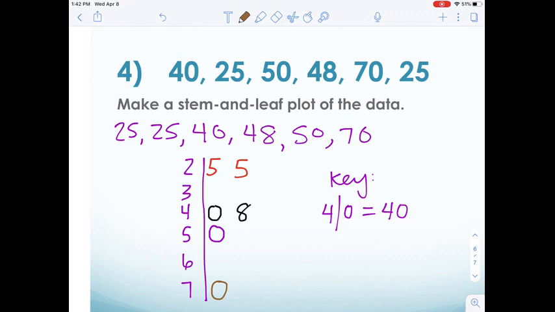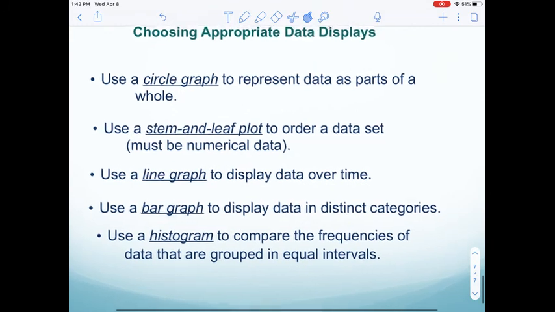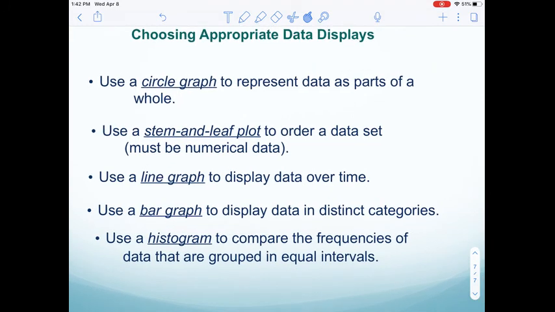You can double check that you have all your data written on here just by counting them up. So I have 1, 2, 3, 4, 5, 6 leaves, and I have 6 data points. So we're good to go. And then this would be a good screen to pause on and review when you would use the correct data set and why you would use that.